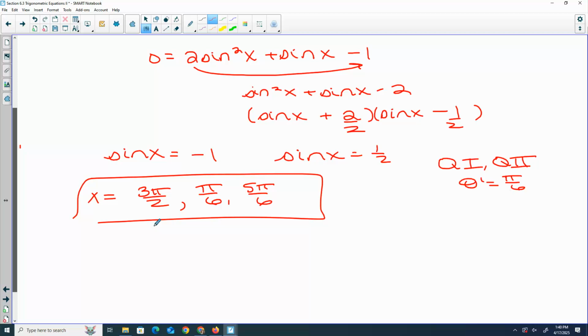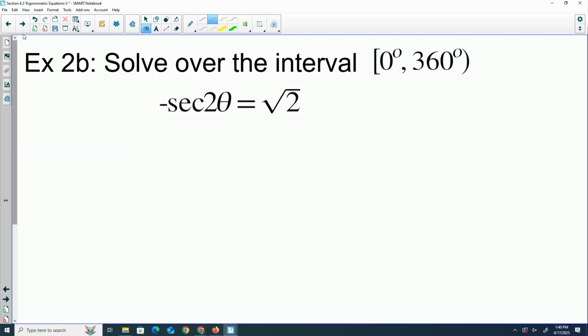Is that one okay? Let's look at this. Is this one that I'm just going to be able to do an identity and get rid of? Probably not. So we're just going to have to deal with it.